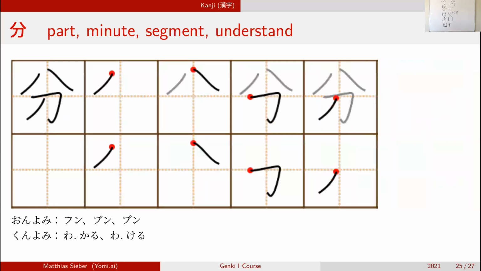And then I think the last one, it's fun, bun, pun, but also wakeru, has meanings of a part, but also is used as a counter for minutes. It can be just a segment, like a part again, but it can also be used in wakaru, to understand, and has 4 strokes.